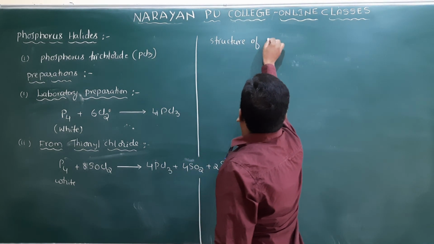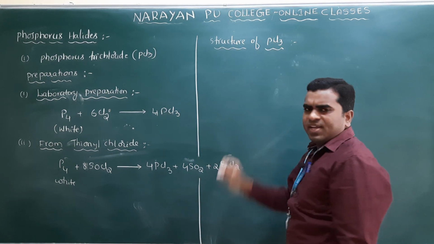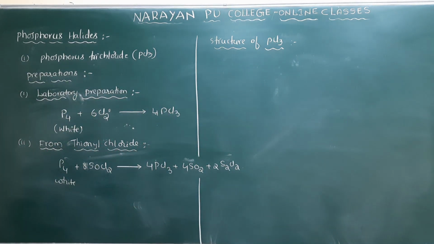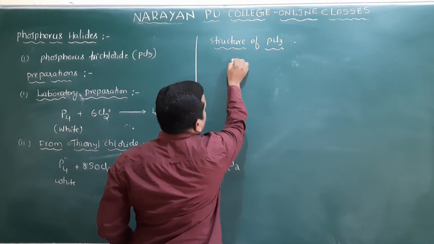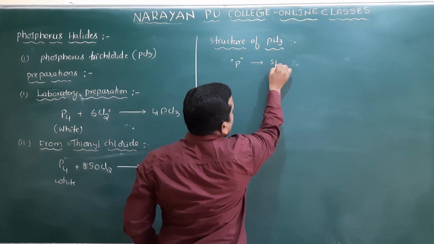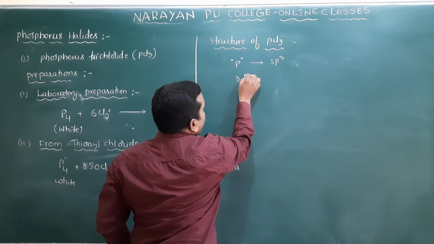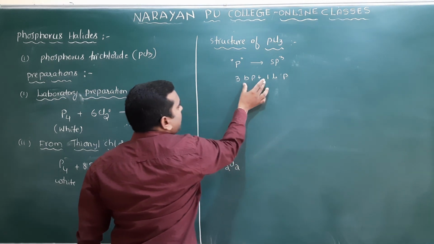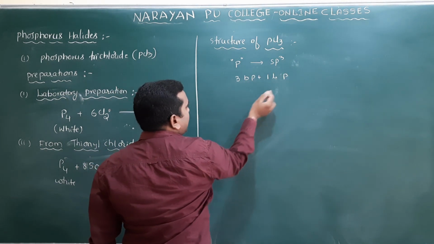Structure of PCl3. Clear? Same as what we have discussed about PH3. Instead of hydrogens, we have the chlorine atoms here. Clear? So take here, what is the hybridization of phosphorus? Phosphorus hybridization is sp3 because 3 bond pairs and 1 lone pair. How many bond pairs are there? 3 bond pairs plus 1 lone pair. Then 3 plus 1, 4. 4 means sp3. 3 bond pairs and 1 lone pair.